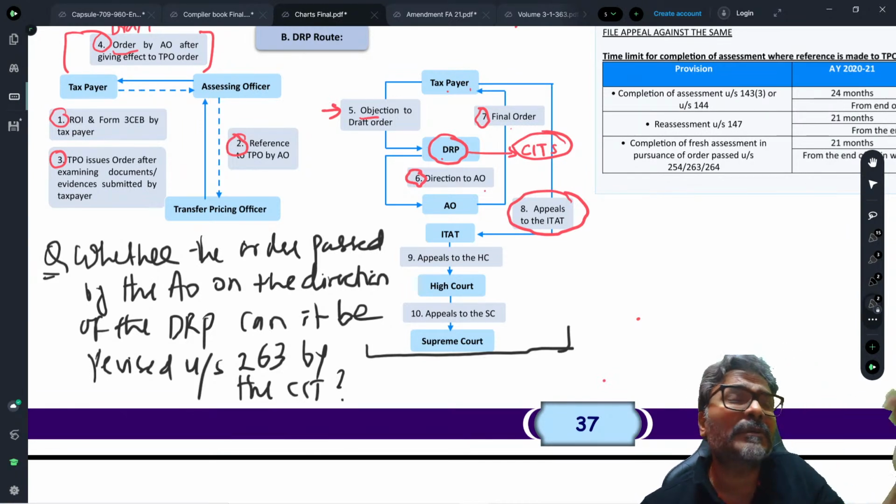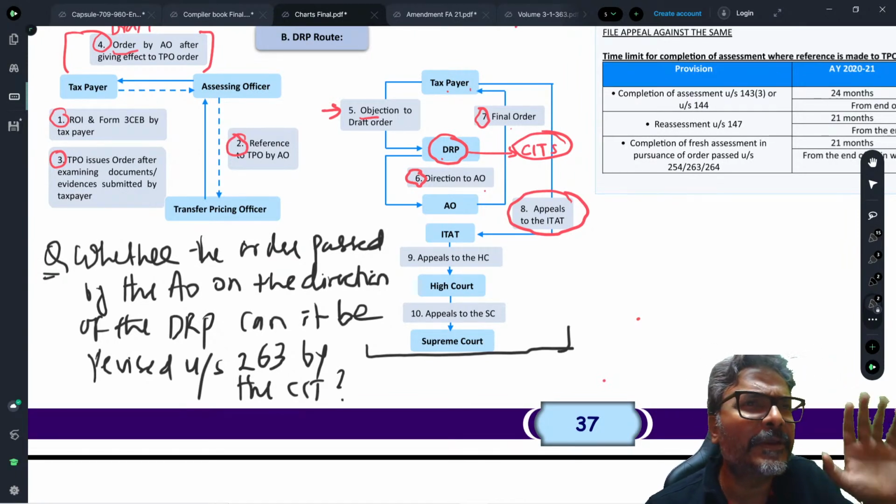Now, many of you also ask, but how can that be revised? Obviously, many students are getting this doubt in their mind. The reason is very clear.